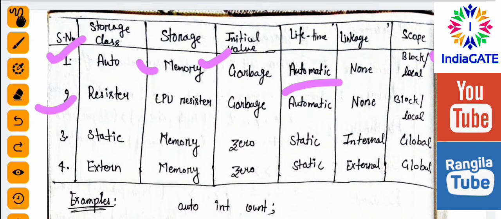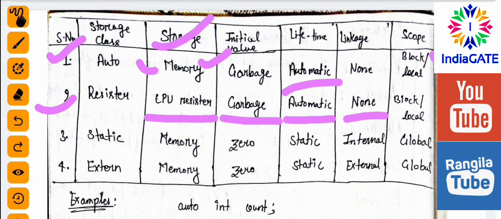Second is your register. Register has the storage in the CPU register, and the initial and default value is garbage. It is similar to the auto variables, but the storage is different in the case of auto and register. It also has automatic lifetime, and there is no linkage, means no linkage is provided for register, and the scope is also block and local.